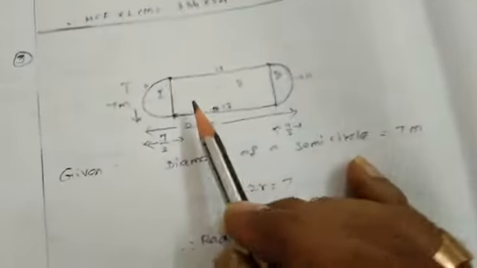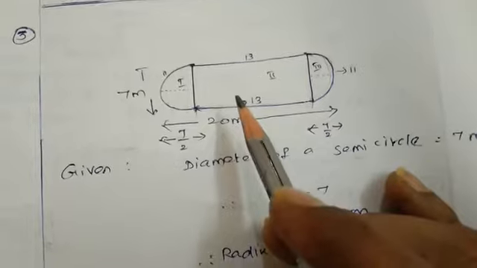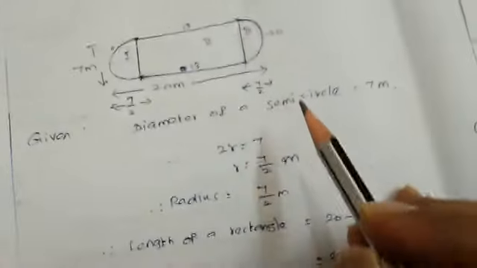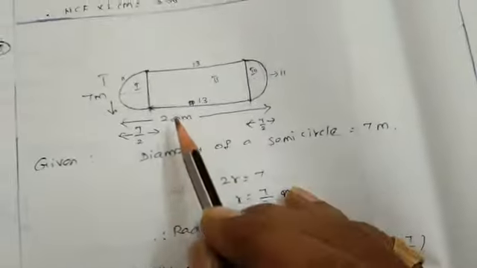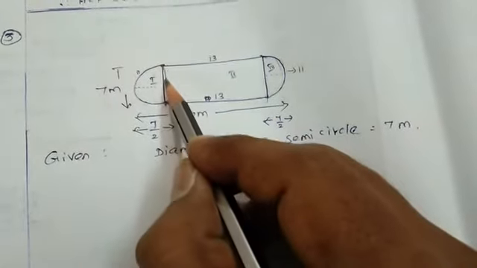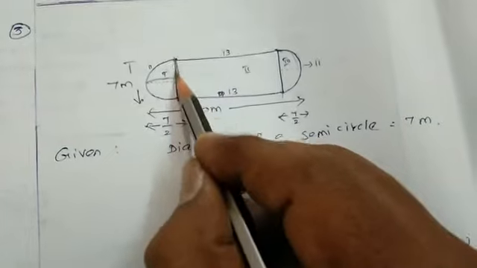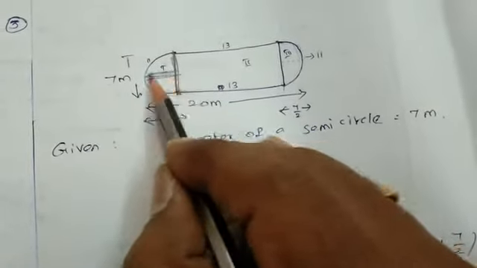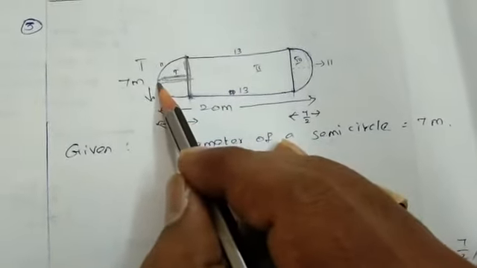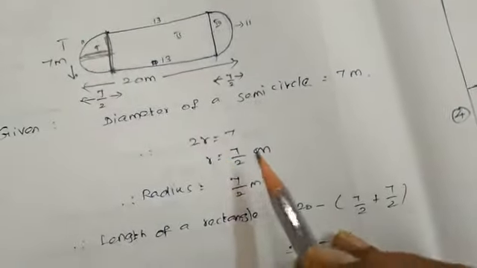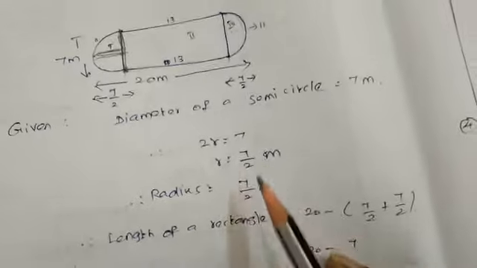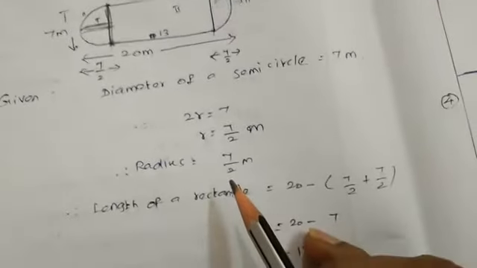Now the shape is given like that. For that, the diameter of the semicircle is 7 meter. So this length is 7 meter. So automatically this length is the radius, the length from the center to any one point on the circle. So radius equals 7 by 2 meter, that is, radius equals 3.5. You can use 7 by 2.